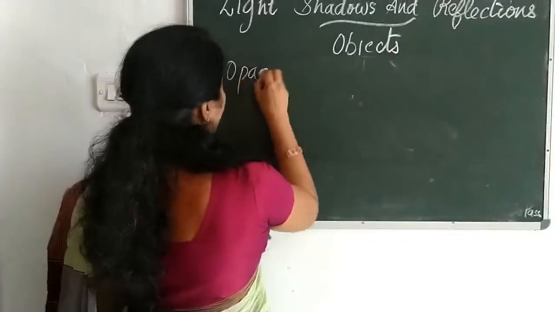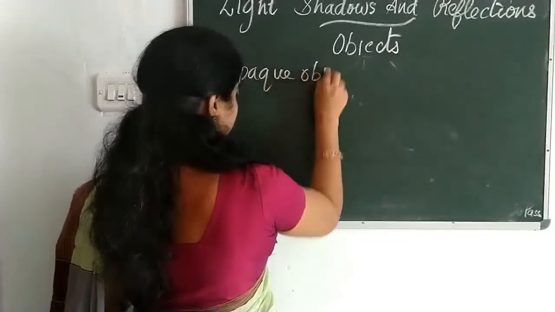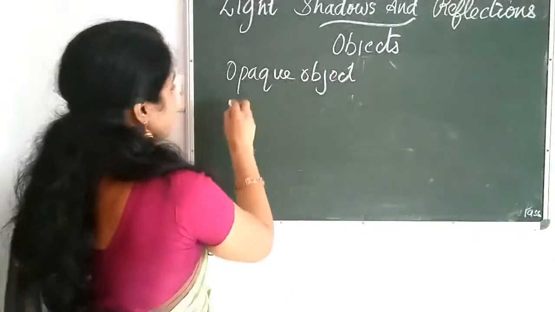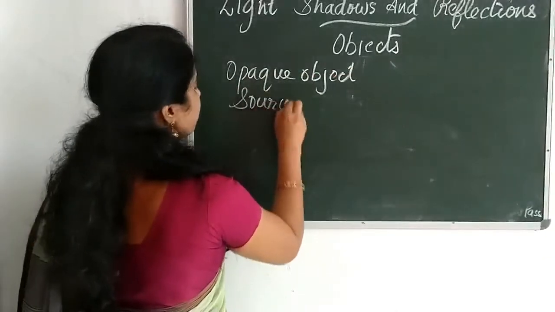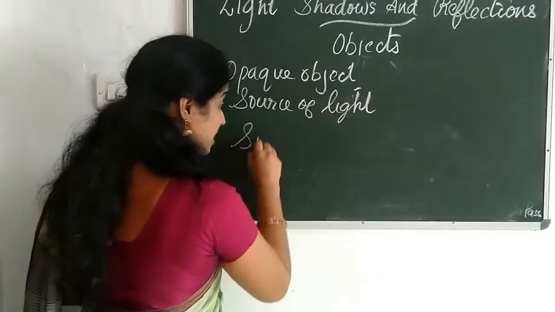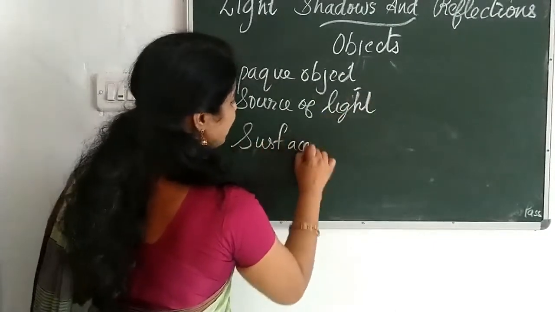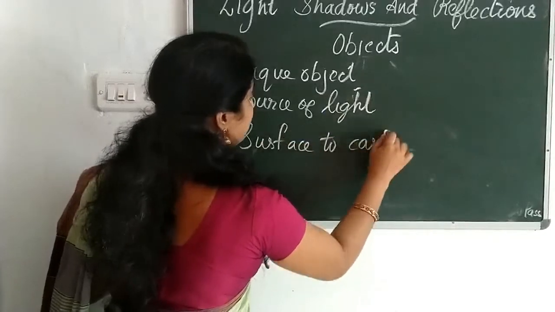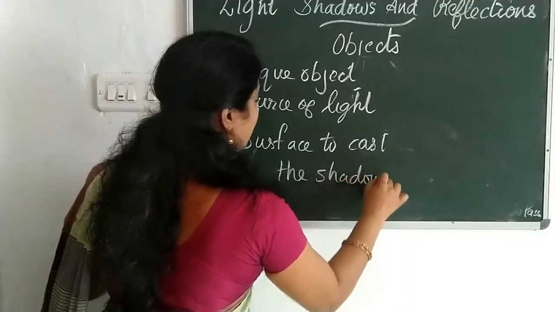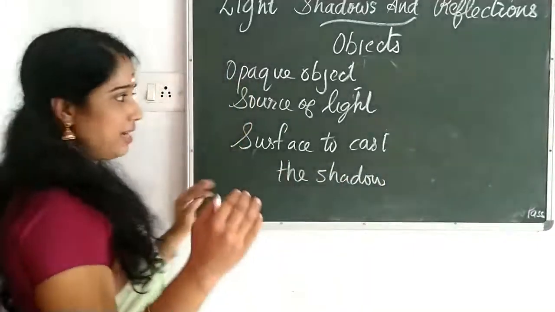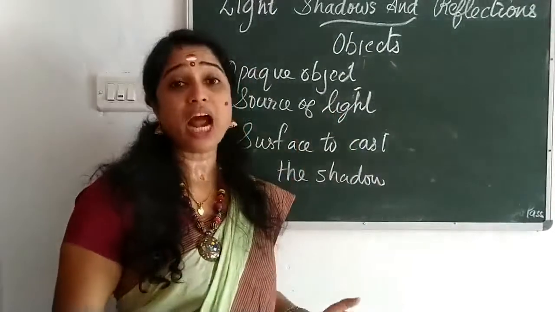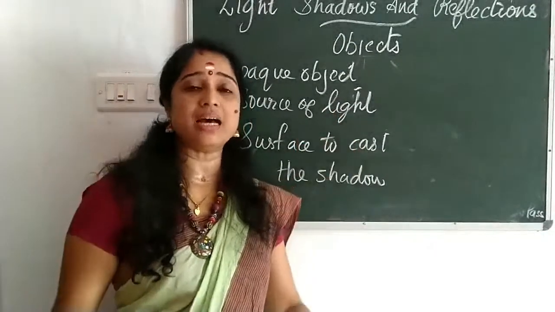An opaque object. Then, absolutely right, that is the source of light, and a surface to cast the shadow. As light passes from this side, the shadow is formed on the opposite side. Clear? Yes. So for the shadow to be formed, three main things are necessary.